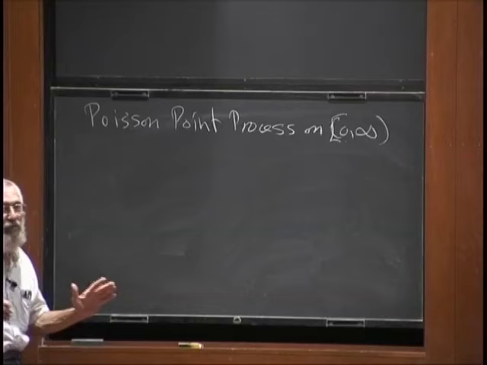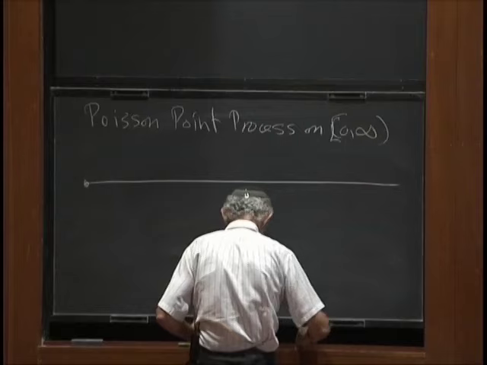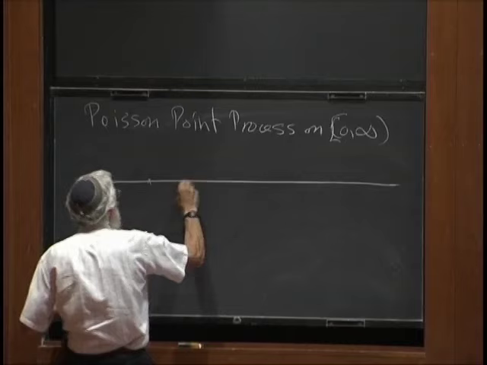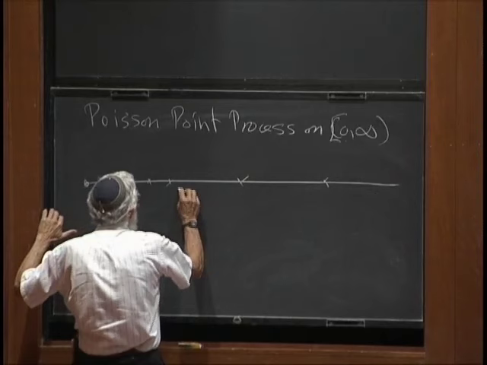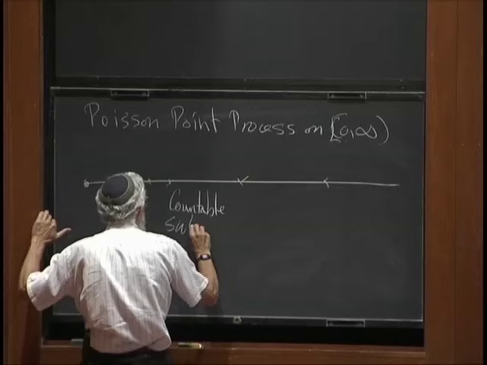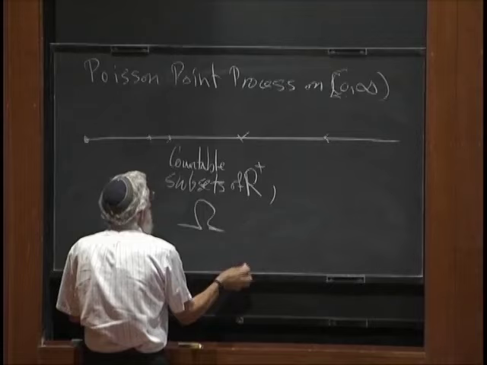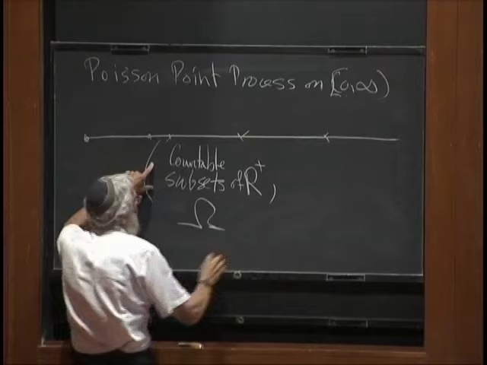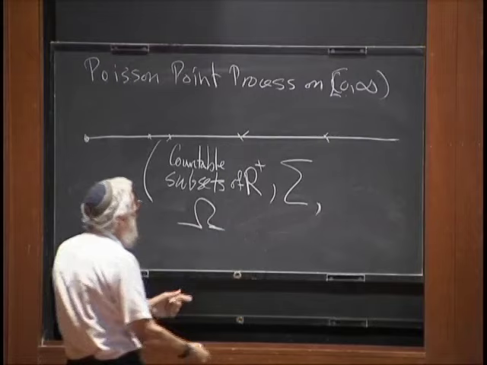This may not be familiar to everybody, so let me spend a couple of minutes telling you what this is. So here's the line, and a random distribution of points on the line is some countable subset of the line. So we take countable subsets of R plus as our omega. So omega consists of countable subsets. There's some sigma field which describes what kind of events we can measure, and I'll soon tell you the kind of events we would like to measure. And there's a probability which I will also tell you.